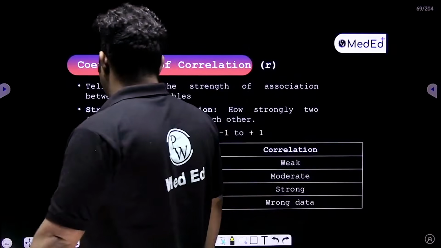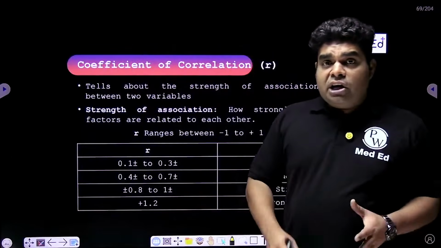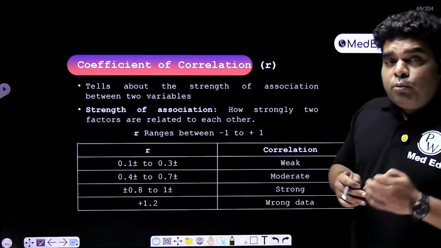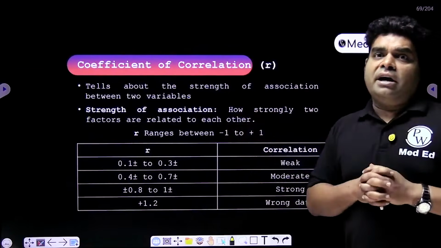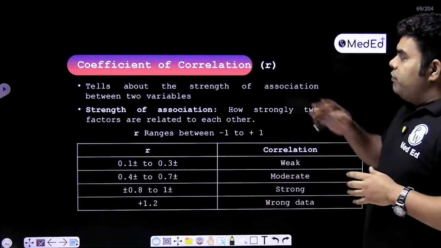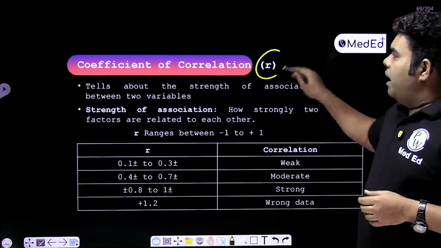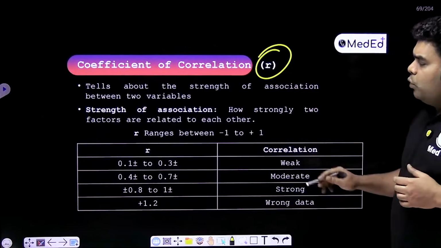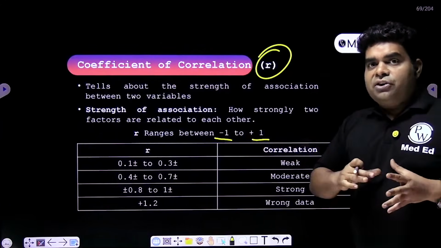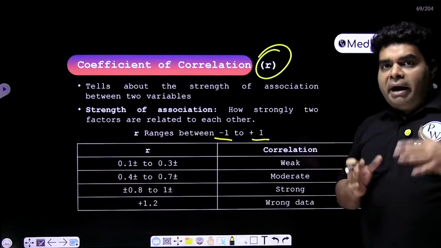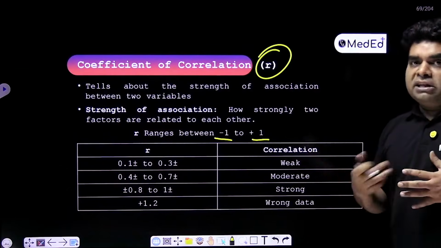Now, this is correlation, but correlation only gives us direction. One more thing is the coefficient of correlation, which tells us how strongly two things are correlated. So in the coefficient of correlation, we use the value R. And R can only be between -1 and +1, because it is telling us direction. If they are in opposite direction, -1. If they are in the same direction, +1.